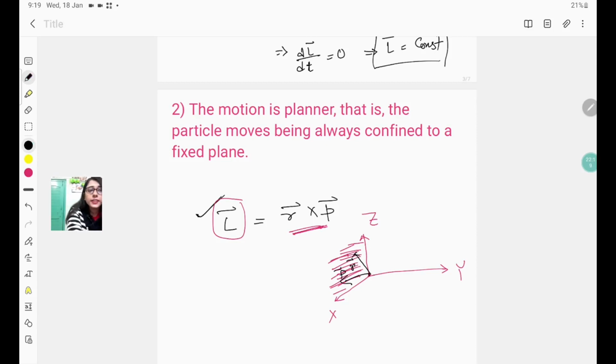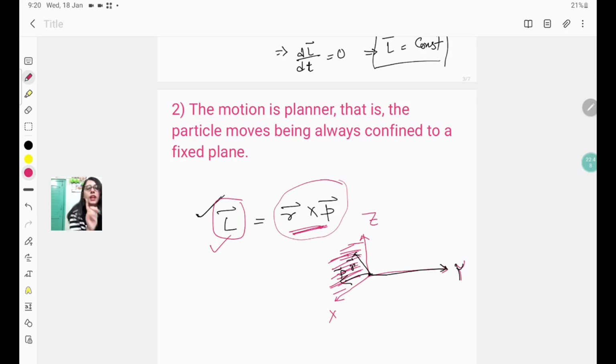So L resides in the perpendicular plane of this, that is along y direction. The cross product of two vectors always gives a vector which resides on a plane perpendicular to those other vectors, right? So this L always resides on a plane which is perpendicular to the plane containing these two vectors r and p.